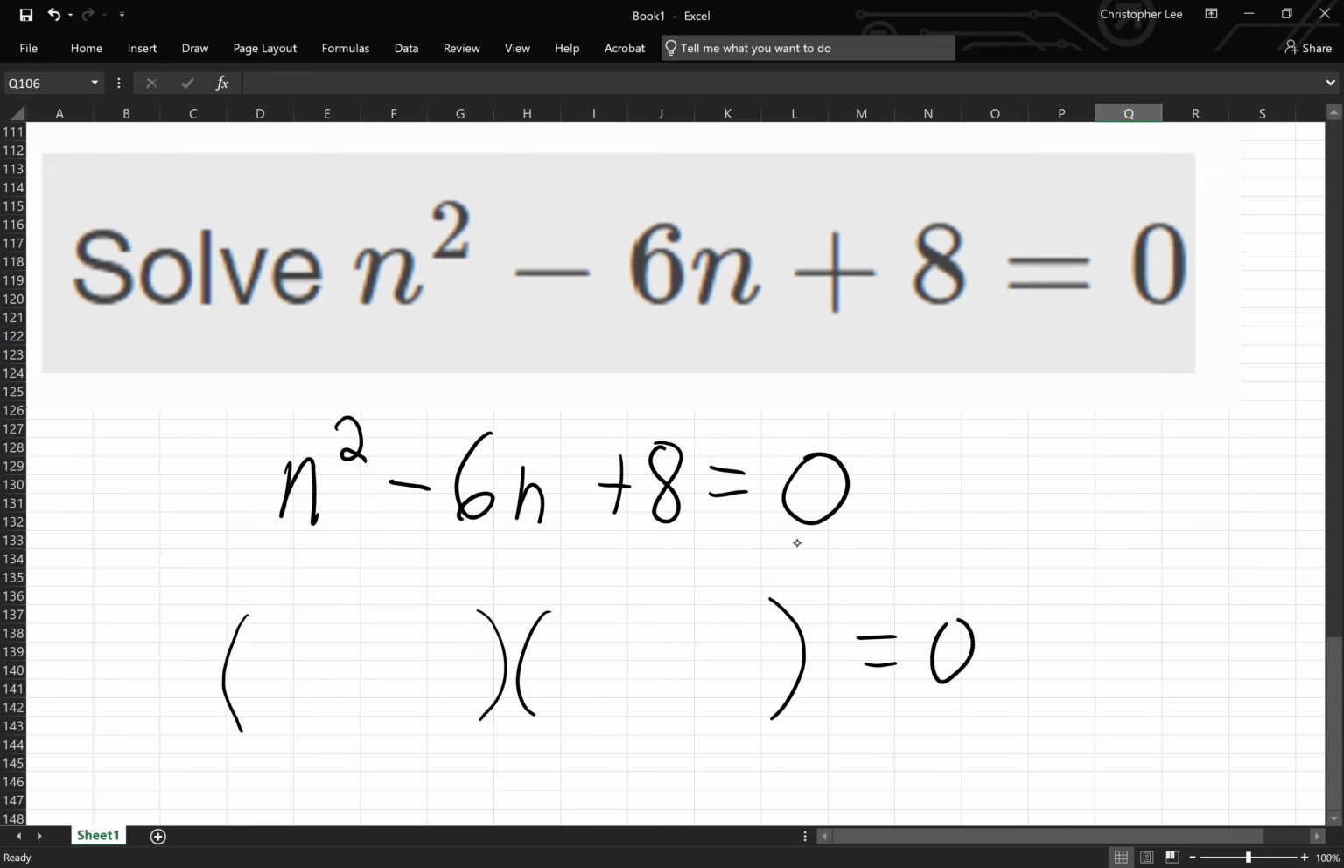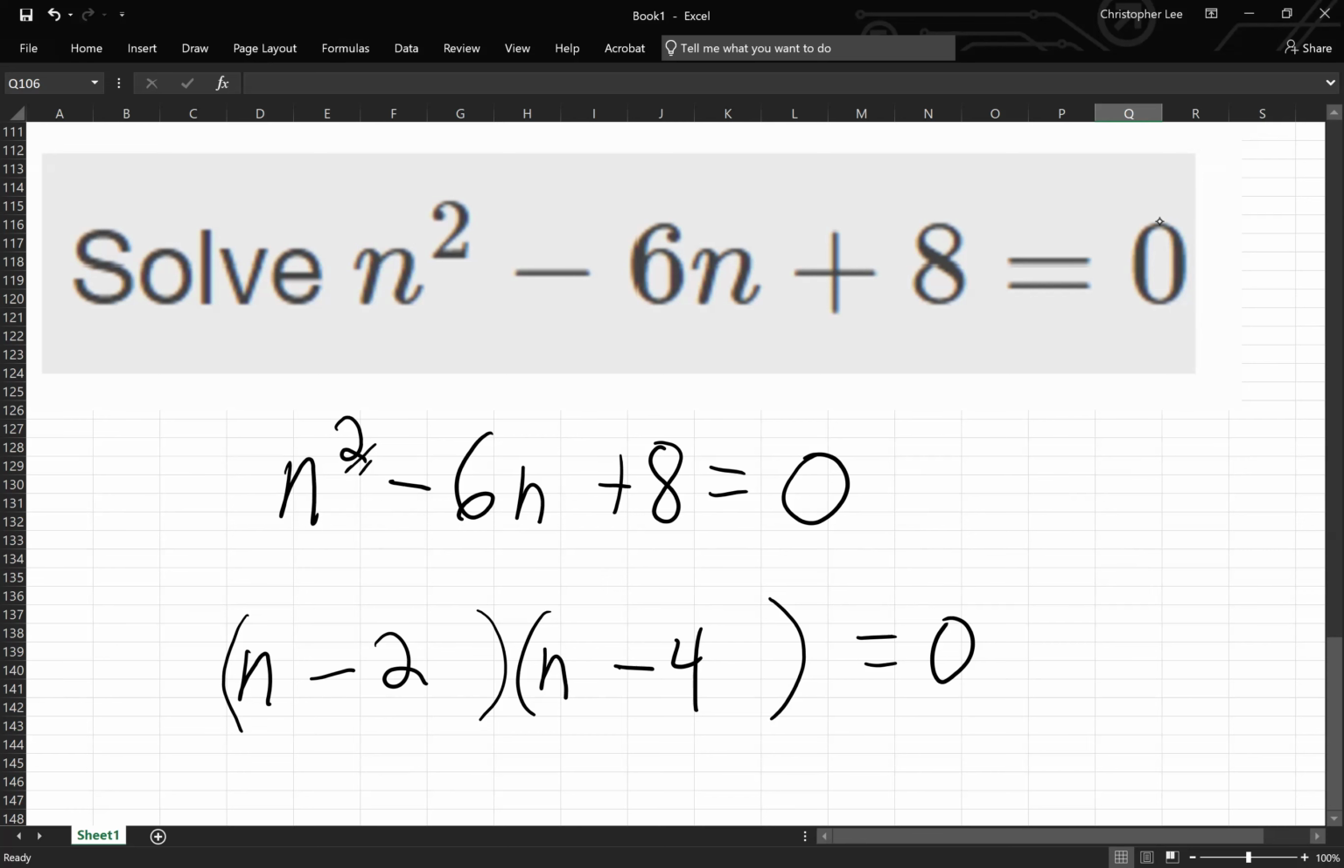So we know that this is an n squared, right? So that means I'm going to have two n's, one n here and another n here. Now, this is the hard part. I need two numbers that when I multiply them together will give me a positive 8, but when I add them together will give me a negative 6. What do you think they are? Negative 2, negative 4. Perfect, right? And you could check them. Negative 2 plus negative 4 is negative 6. Negative 2 times negative 4 is positive 8.